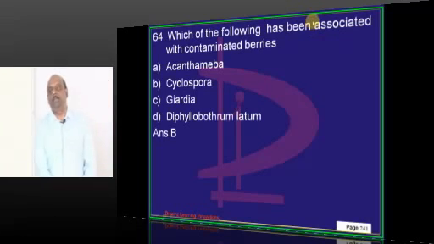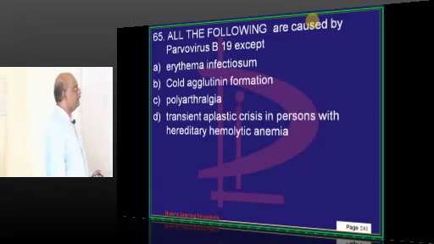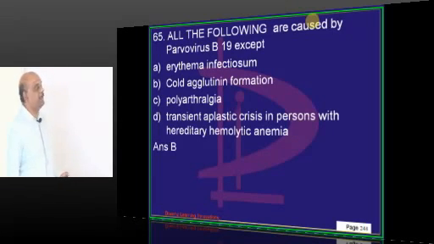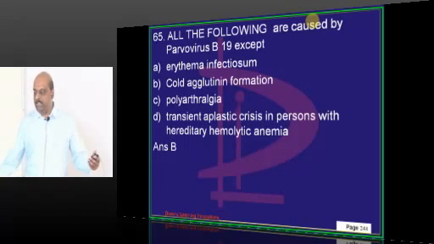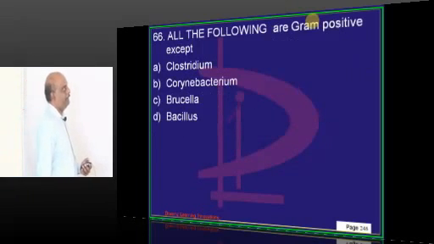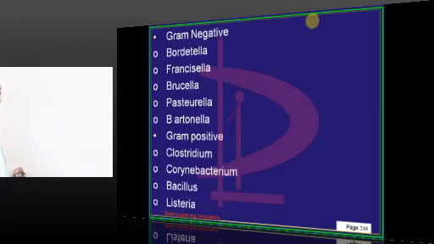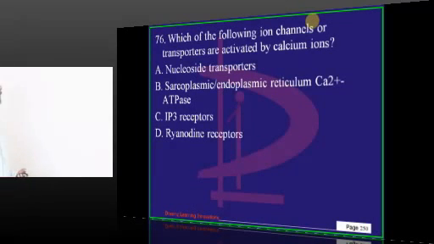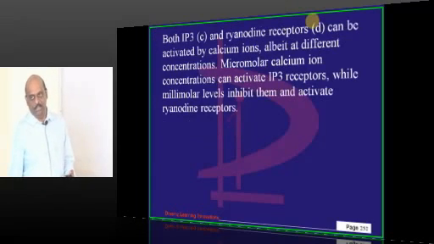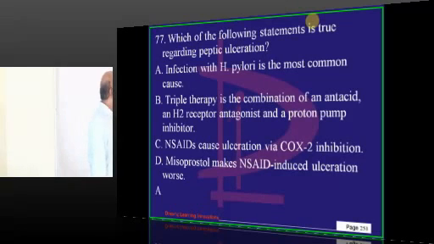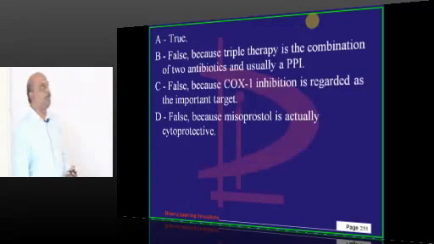Contaminated berries typically transmit cyclospora. Parvovirus B19 causes erythema infectiosum, polyarthralgia, aplastic crisis. All these are the problems with Parvovirus B19. Brucella is not gram positive, it is gram negative, is what you have to be very clear about. Now the calcium ions typically act on the IP3 receptors, inositol triphosphate receptors. Then regarding peptic ulceration, H. pylori is the most common organism.